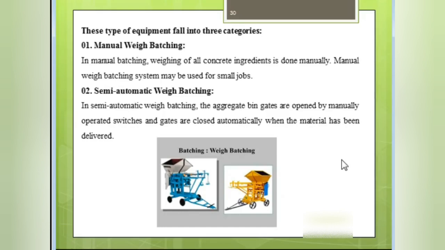And another method is manual weigh batching. In manual weigh batching, if we have to measure a small quantity of ingredients, we can use the weighing balance.